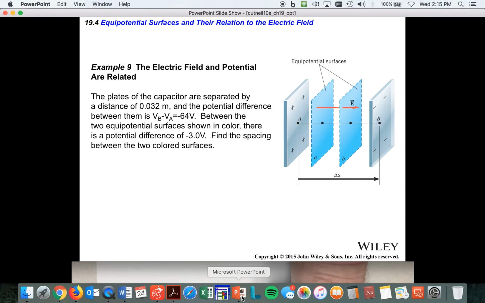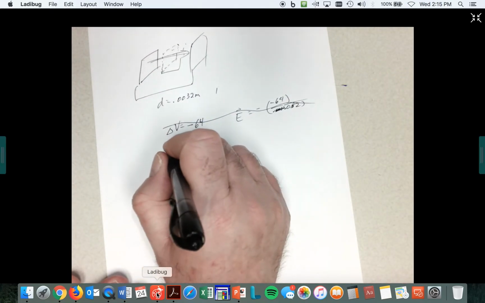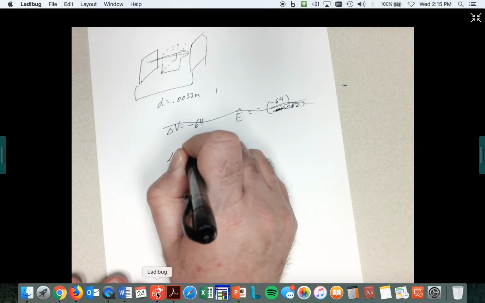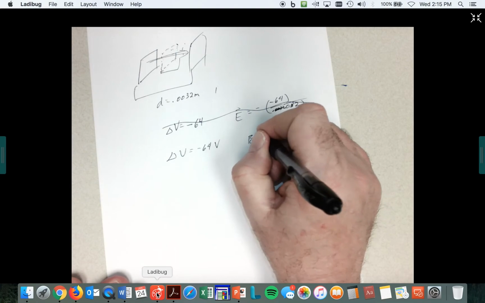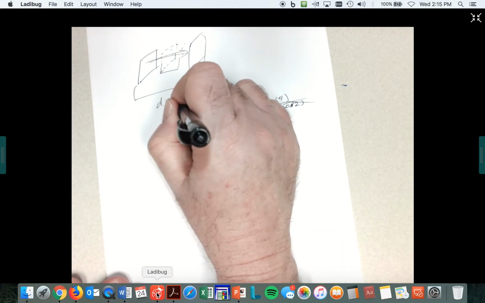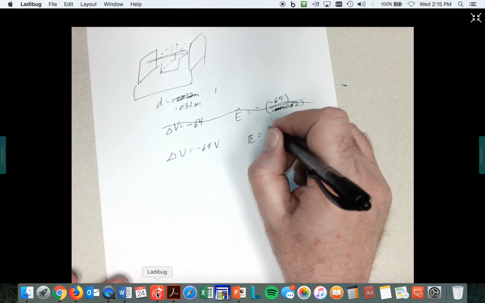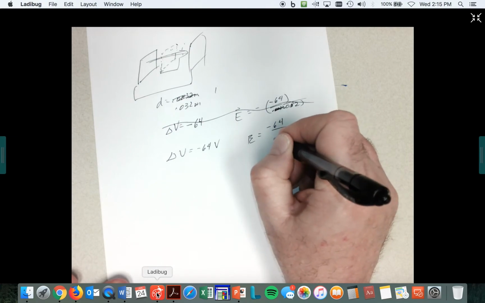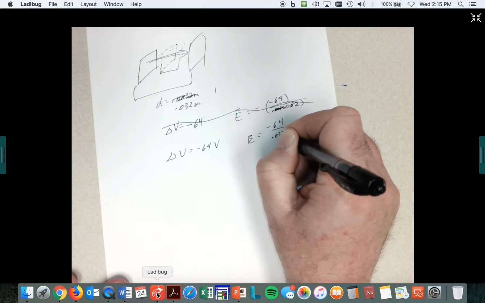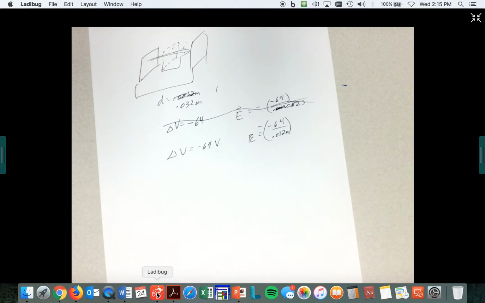Gosh dang it. Too much caffeine. All right. Oh, the good thing is you didn't see me write that. So let's just do it again. Delta V changes negative 64 volts. The E field then would equal negative 64 over 0.032 meters. It's the negative of, so it comes out to be positive.